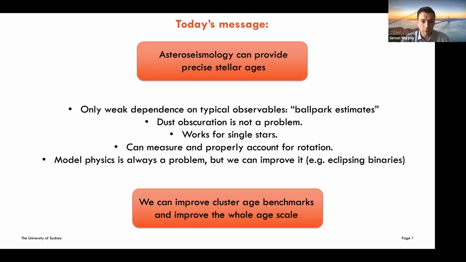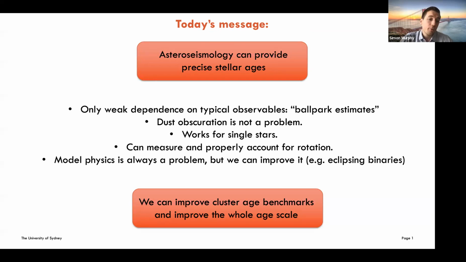And that's not to say that rotation isn't a problem. I really assure you that it is. It's a real pain. But we can measure it and we can account for it. The model physics is always going to be a problem, but we can improve it. So if you get pulsating stars and eclipsing binaries, for instance, where you get well-measured stellar radii, then we can start to improve the model physics. And that might include things like convective overshoot or diffusion near the core and things that might extend the lifetime of the star. That kind of physics that's otherwise hard to observe.